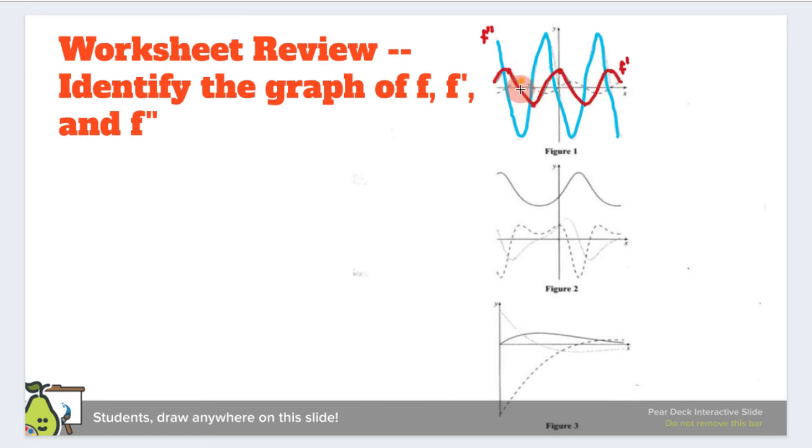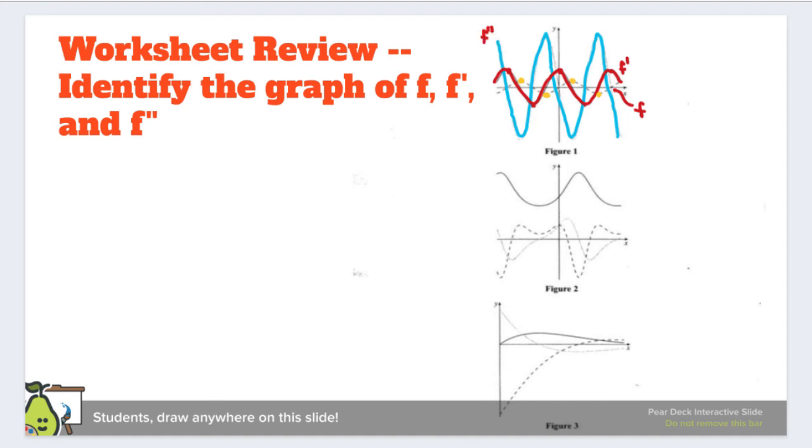Could the red one be its derivative? Maximum, changing from positive to negative. Yep. Minimum, changing from negative to positive. Yep. Maximum, changing from positive to negative. Yep. Minimum. Yep. Looks like it's a go. So we are going to have this dotted one be F. The red one that I drew is F prime, and the blue one that I drew is F double prime.